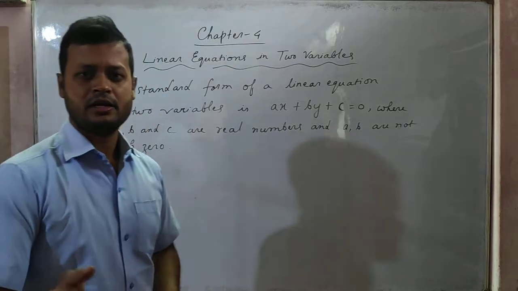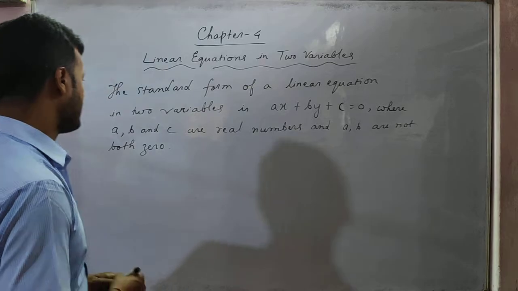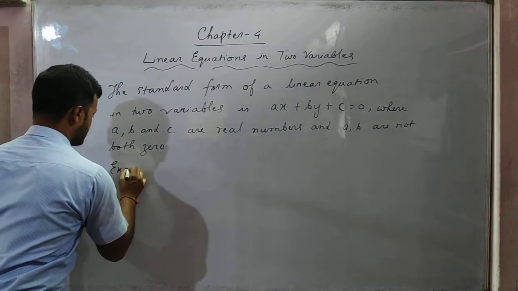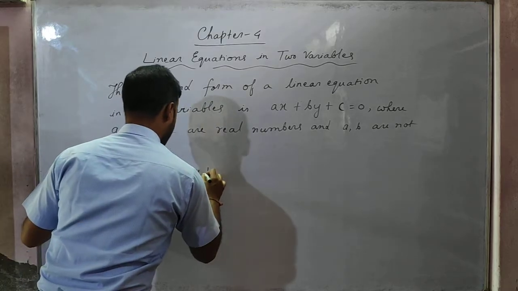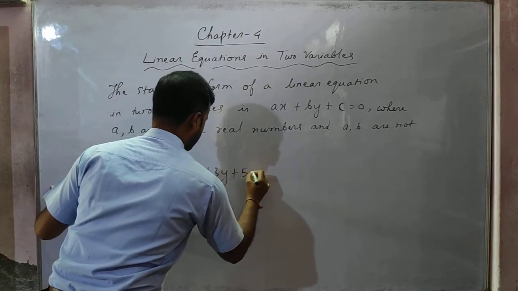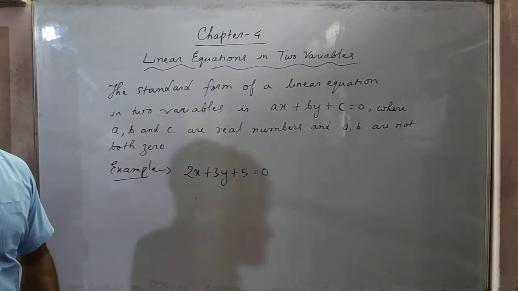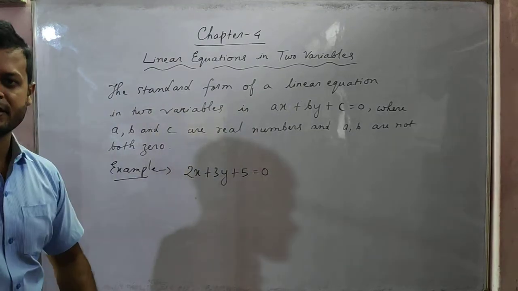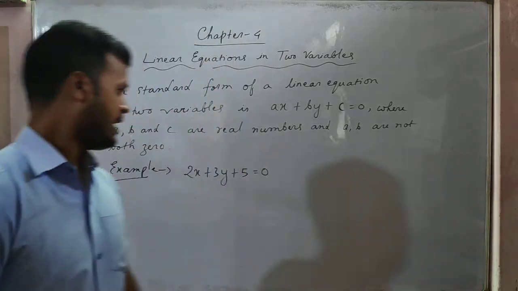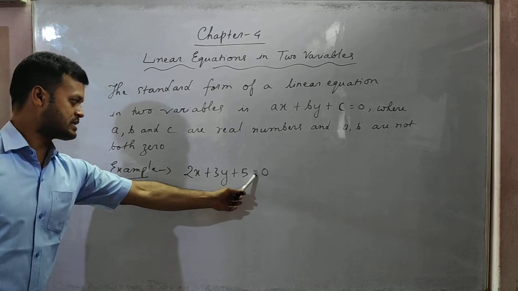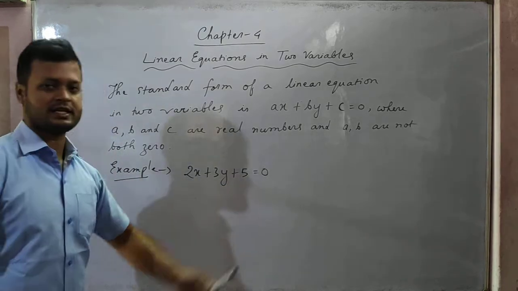And linear equation, did we learn about linear polynomial? Students, now for example, let us take an example. 2x plus 3y plus 5 is equal to 0. This is a linear equation in two variables. Two variables means both x and y should be there, isn't it? Here x is also there and y is also there. So two variables are there. And it is an equation, because one equal sign is there and on the other side one 0 is there. In an equation always two sides are there, students.